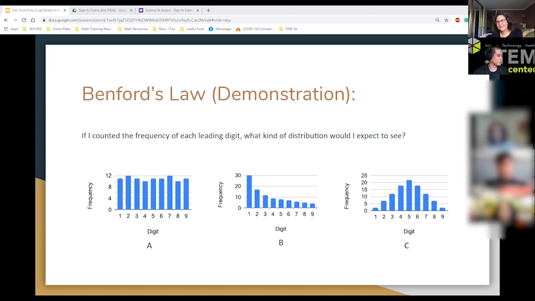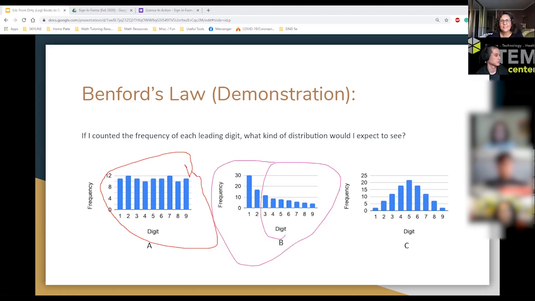So if you guys wouldn't mind turning on the annotation feature, go ahead and just circle or X up the distribution that you would expect to see when we start plotting a histogram of the first digits.